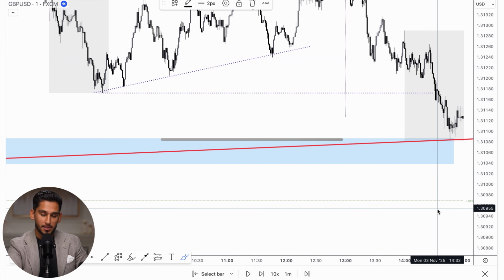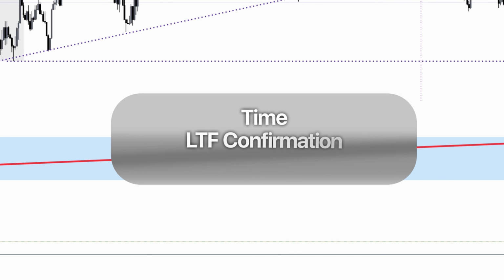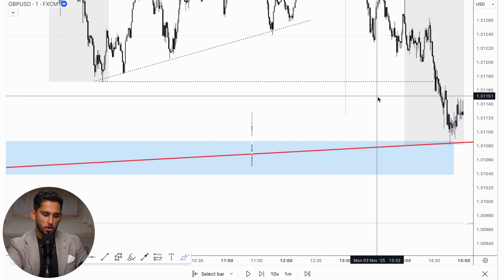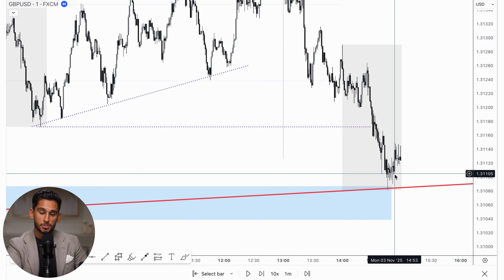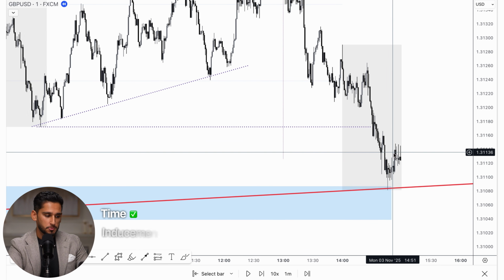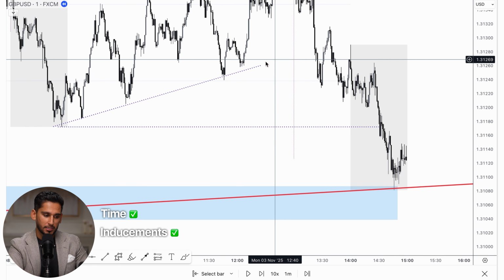The same thing I always say: time, lower time frame confirmation, inducement. So what do we see? My gray box is my indicator to tell me my key windows. We are in the time of the gray box. So time ticked. Inducement, yes, we have taken out this trend line liquidity.